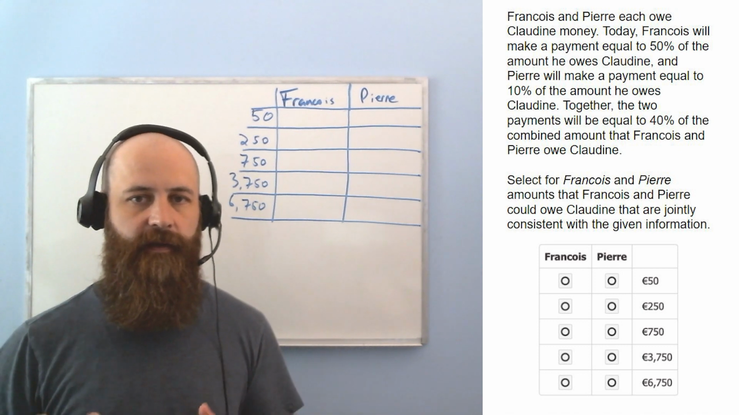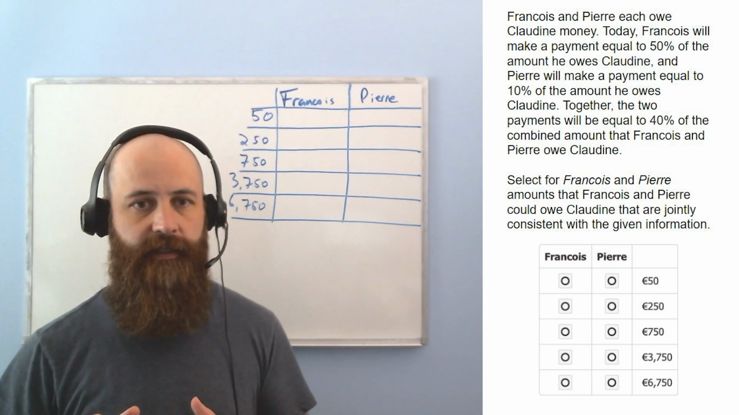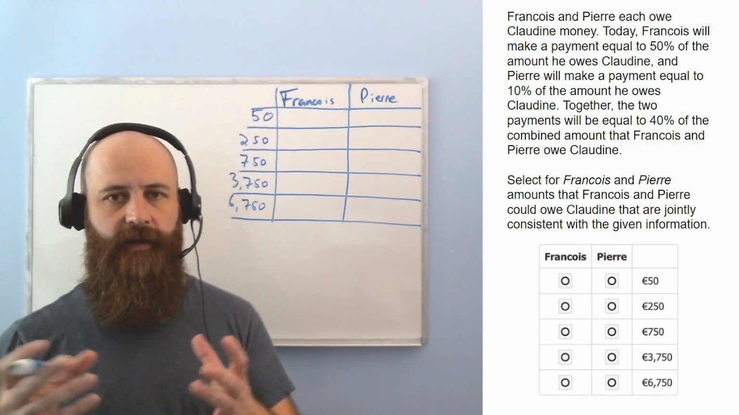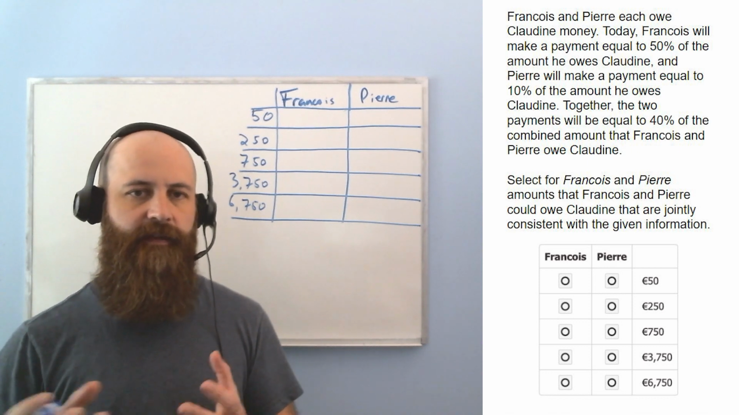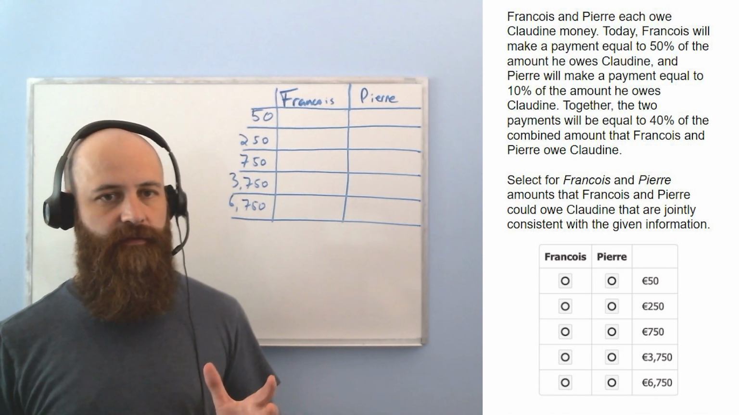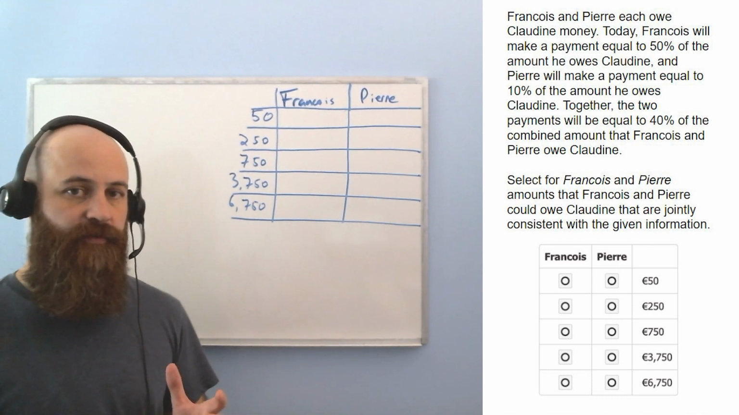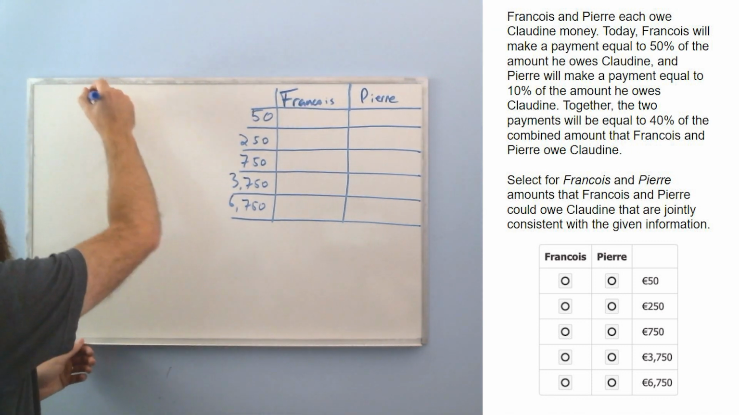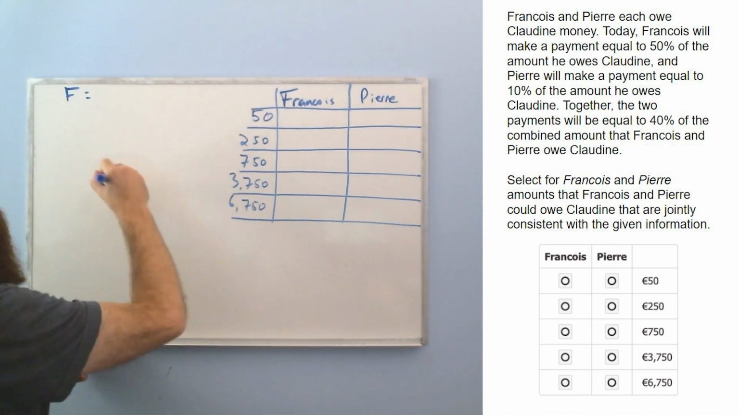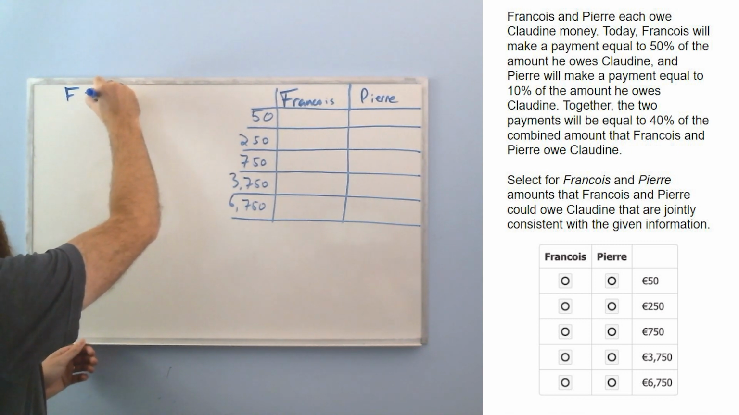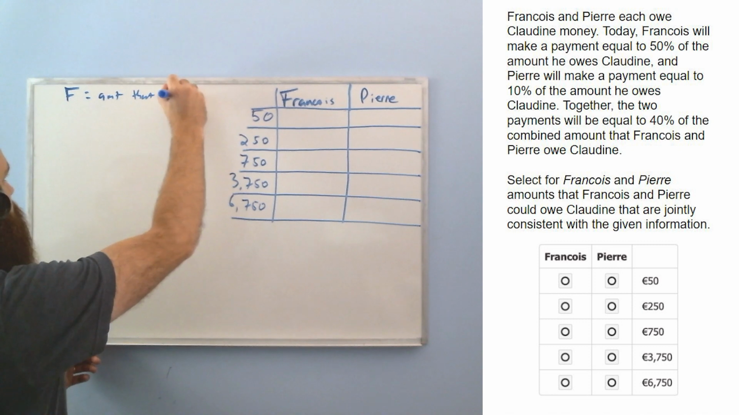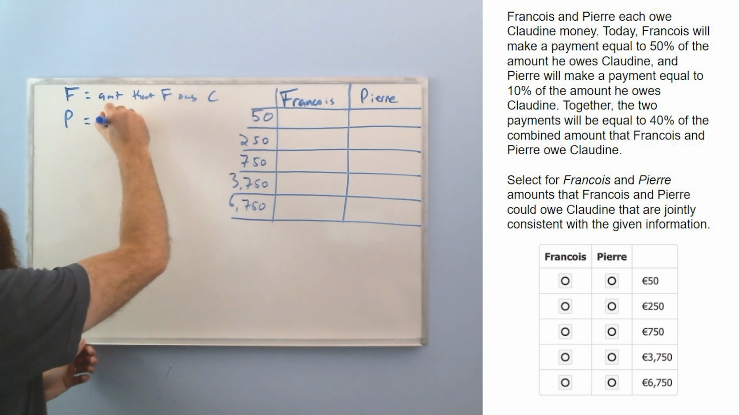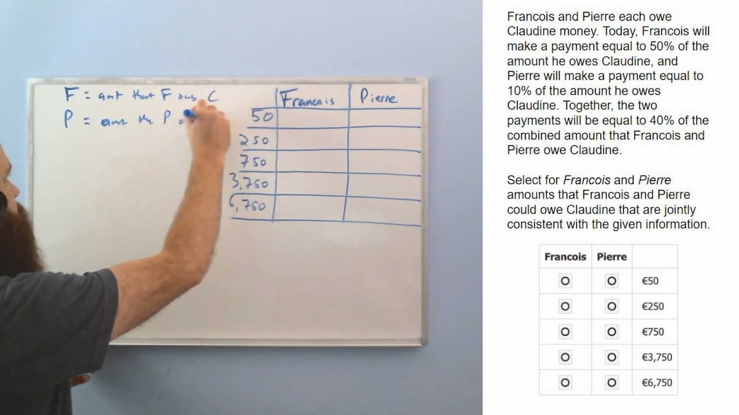Select for Francois and Pierre amounts that Francois and Pierre could owe Claudine that are jointly consistent with the given information. Okay, so I've got a word problem here. I'm sensing if I'm dealing with percents, algebra is going to be helpful. So a good place always to start with algebra is defining some variables. Now, notice I'm solving for the amount that Francois and Pierre owe Claudine respectively. So maybe I'll start by defining variables to reflect that. F is equal to the amount that Francois owes Claudine. And we have Pierre, so P is equal to the amount that Pierre owes Claudine.